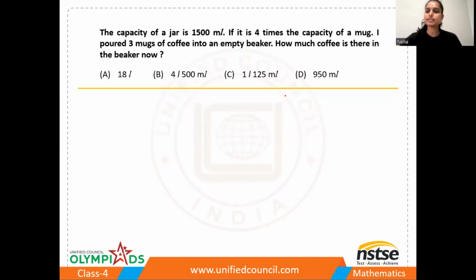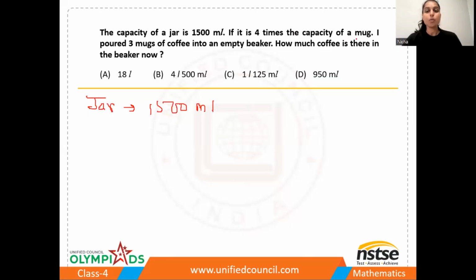So my dear students, yes, this is the next question. In the next question, they are saying that the capacity of a jar is 1,500 ml. It is 4 times the capacity of a mug. I poured 3 mugs of coffee into an empty beaker. Then how much coffee is there in the beaker now? Okay. So first of all, what is the capacity of the jar? It is 1,500 ml, right?